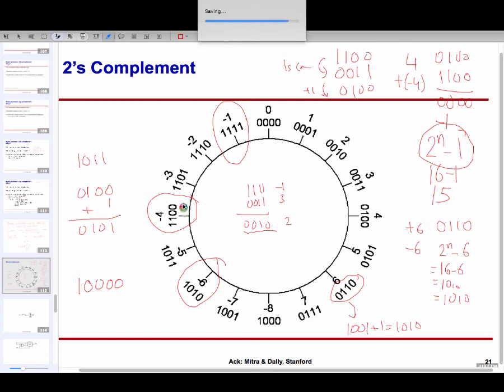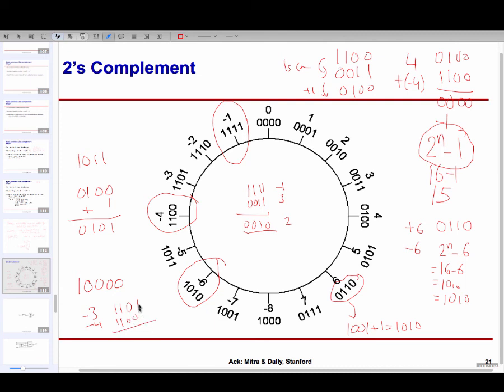So let's look at, let's say, minus 3, which is 1, 1, 0, 1, and let's take minus 4, which is 1, 1, 0, 0. And I'm adding them. So it's 1 plus 0 is 1, 0 plus 0 is 0, 1 plus 1 is 0, carry of 1, 1 plus 1, 1, and there's a carry out which I ignore, 1, 0, 0, 1. And what is 1, 0, 0, 1? The number minus 7. Okay?